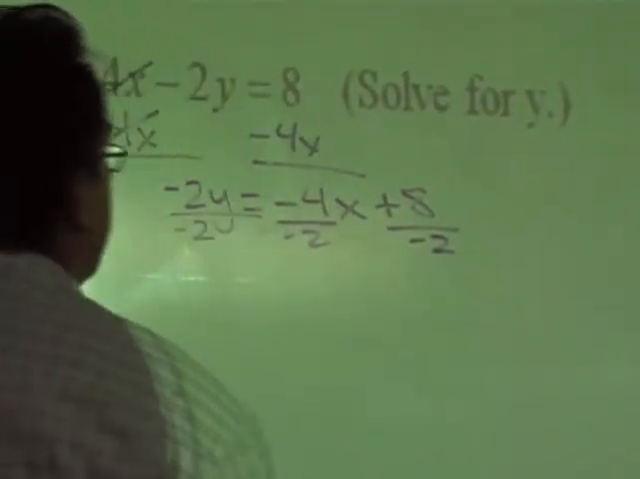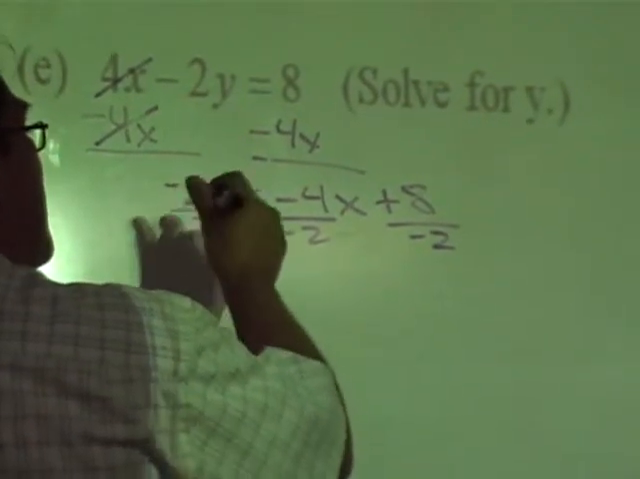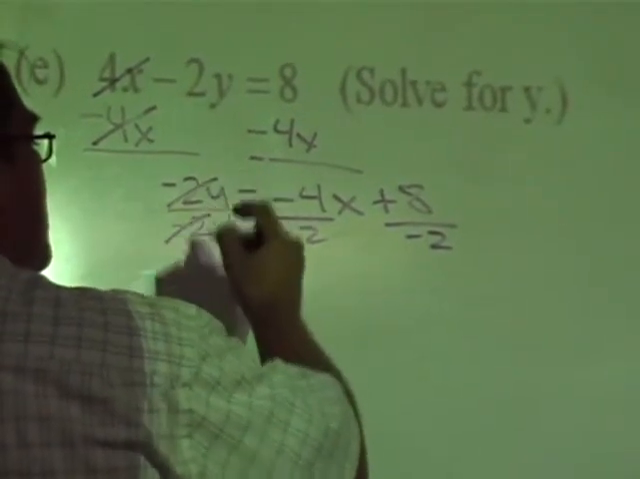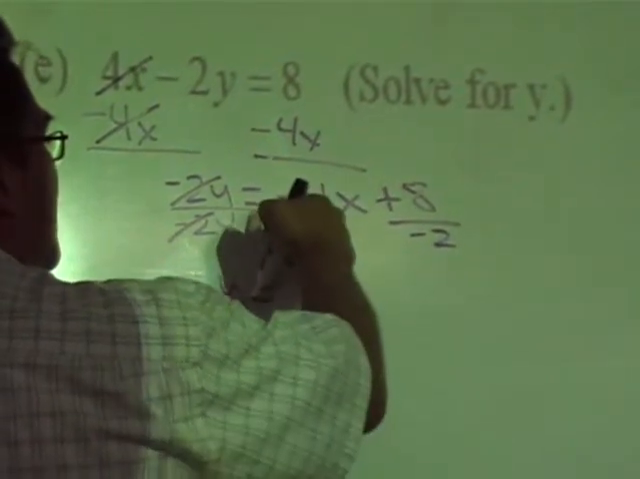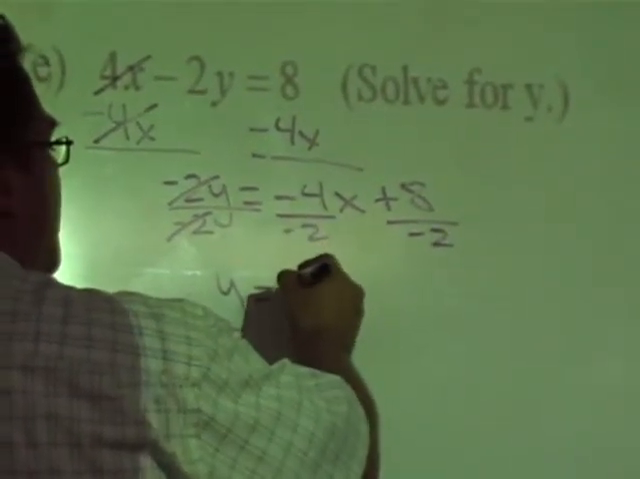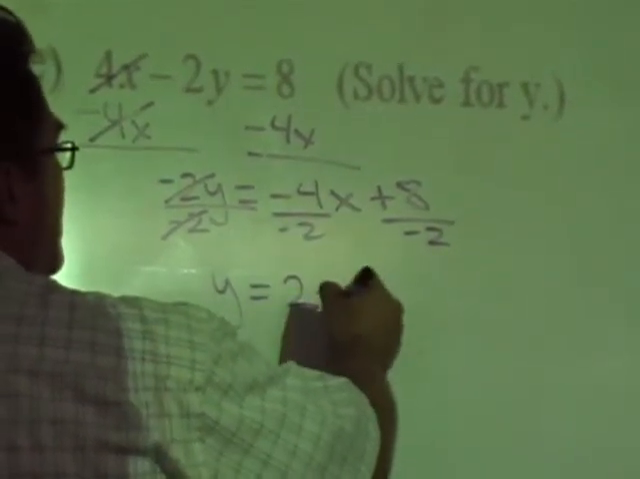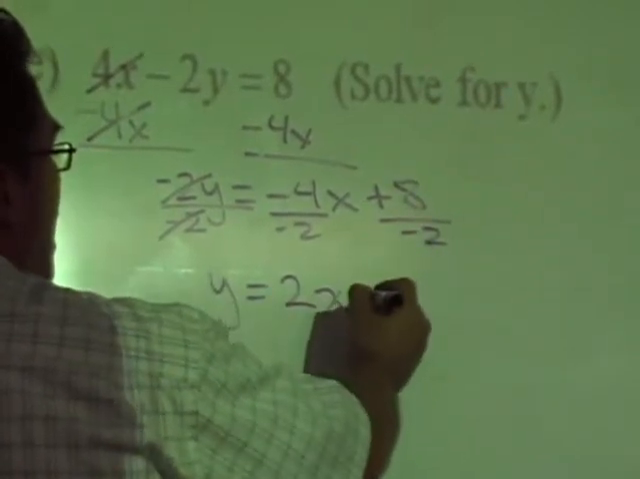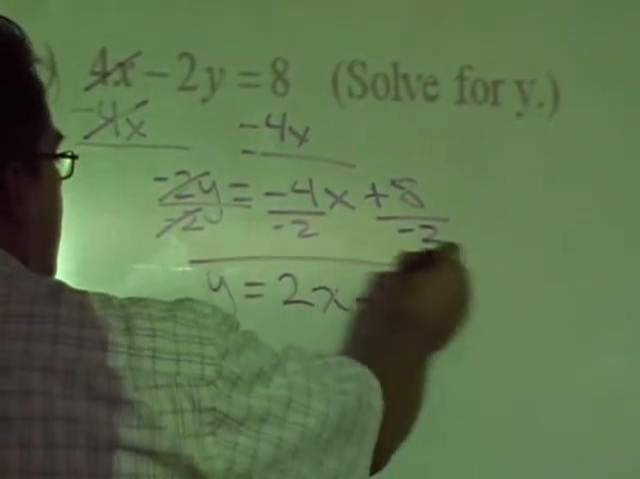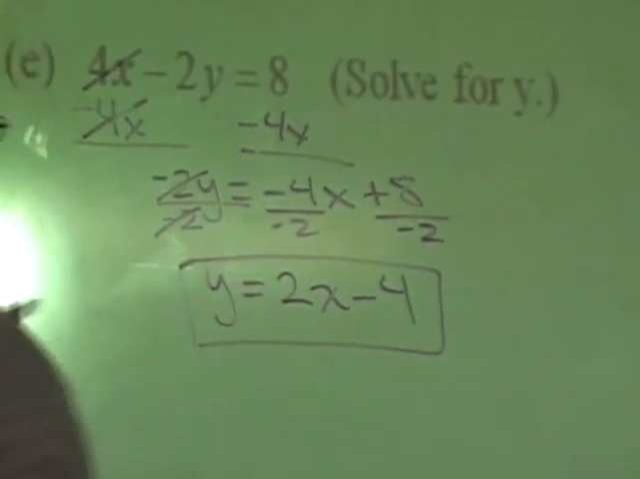All right, so help me out here. What happens on the left-hand side? So we have y equals negative 4x divided by negative 2. This would be 2x. And 8 divided by negative 2? Minus 4. That's the equation. These two equations are equivalent.